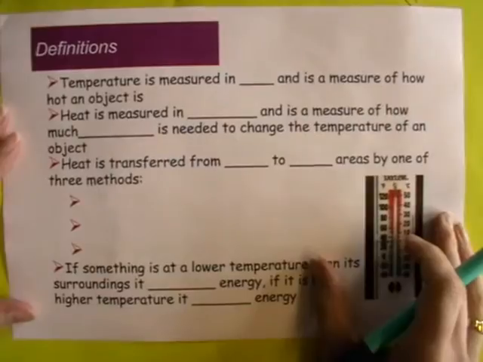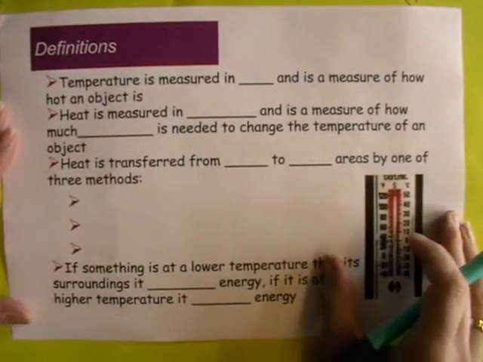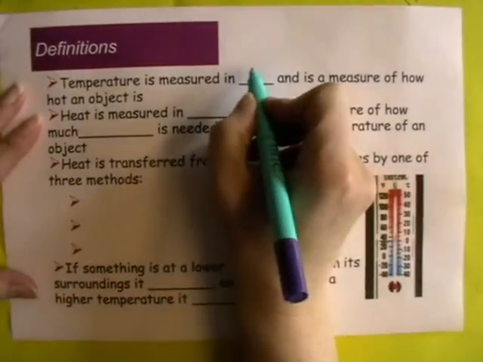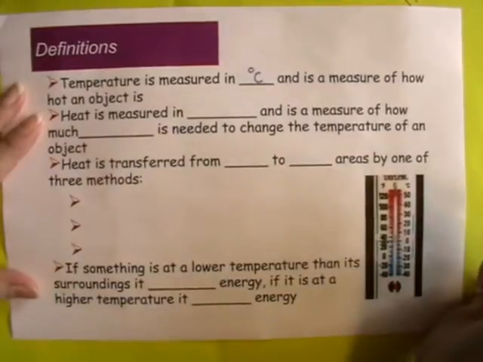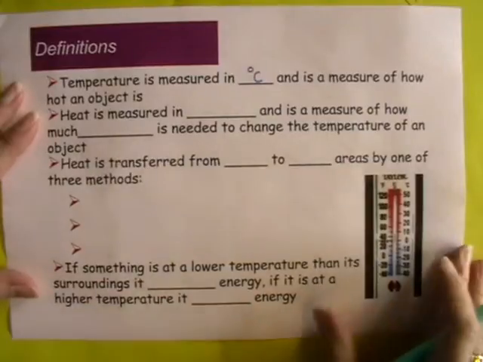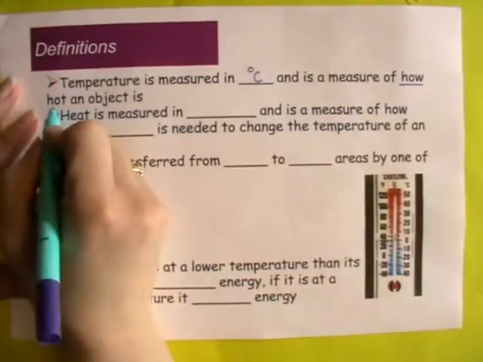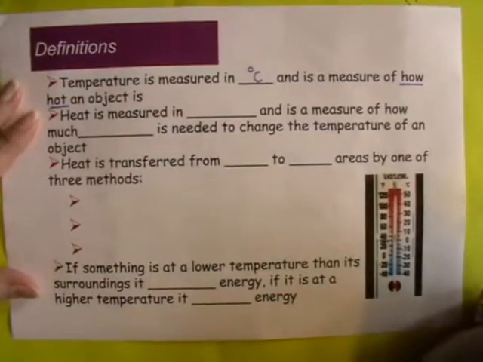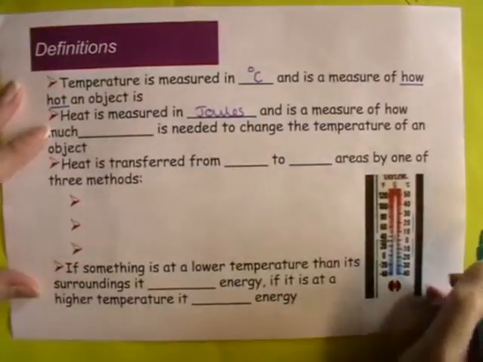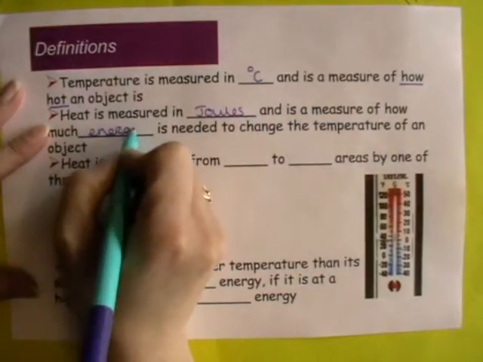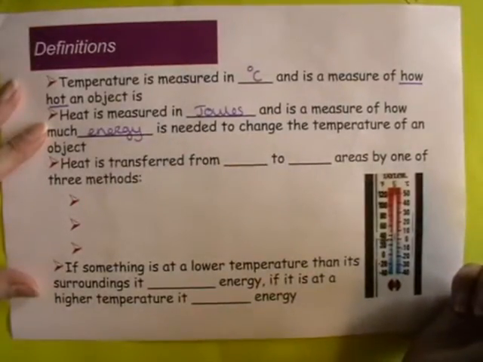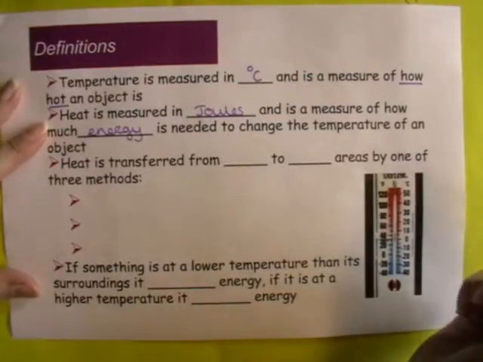Let's start firstly with a definition. Often people get confused between the two terms temperature and heat. They're very different. Temperature is measured in degrees C or degrees Fahrenheit if you use the older measurement, or the SI unit is Kelvin. And it is a measure of how hot an object is. Heat, on the other hand, is measured in joules. And it is a measure of how much energy is needed to change the temperature of an object. So the temperature measures the hotness, and the heat is a measure of how much energy will change the temperature of an object.